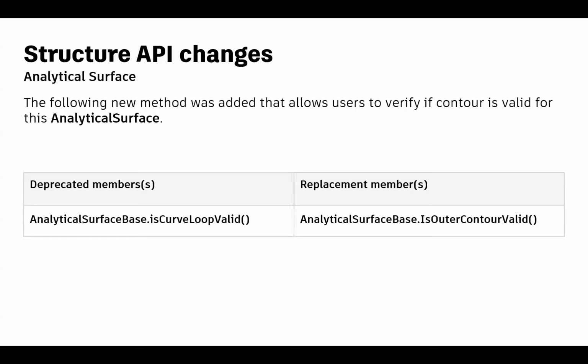Structure API changes for analytical surface. The following new method was added that allows users to verify if the contour is valid for this analytical surface. So the deprecated member is curve loop valid, and the replacement member is outer contour valid.